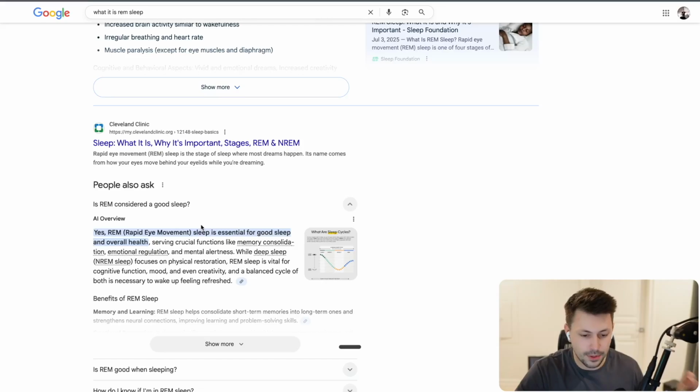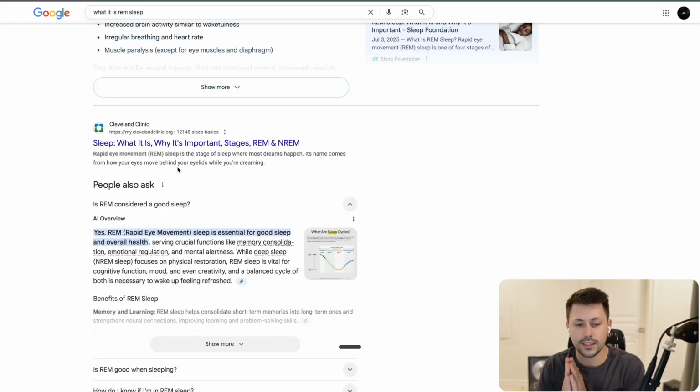Yes, REM, rapid eye movement, sleep is essential for good sleep and overall health, serving crucial functions like memory consolidation, emotional regulation, mental alertness, while deep sleep and REM focus on physical restoration. REM sleep is vital for cognitive function, mood, even creativity. Okay, so great, right? And again, this is a Google search from what looks like a valid source from a clinic.